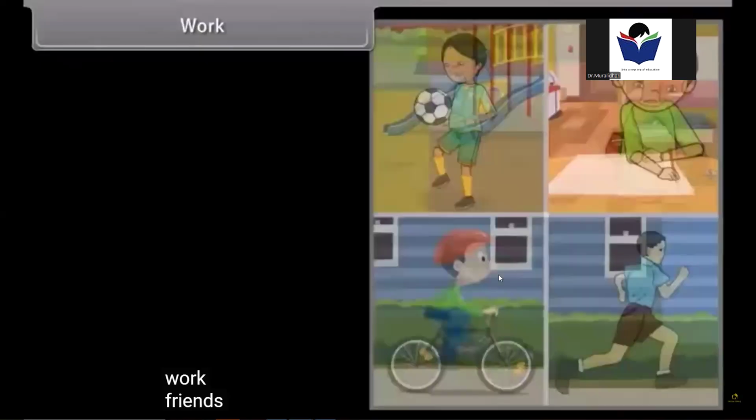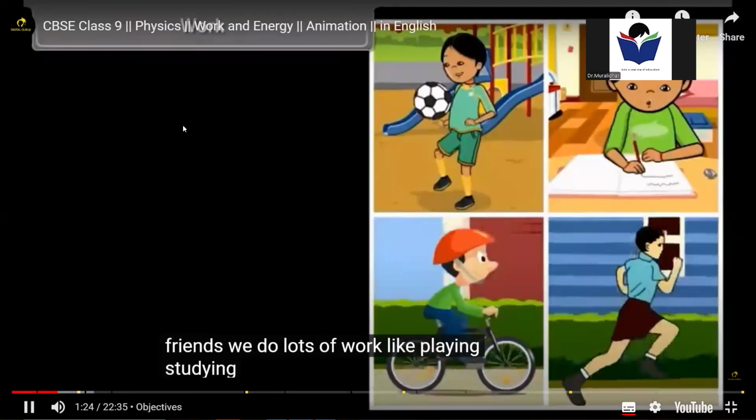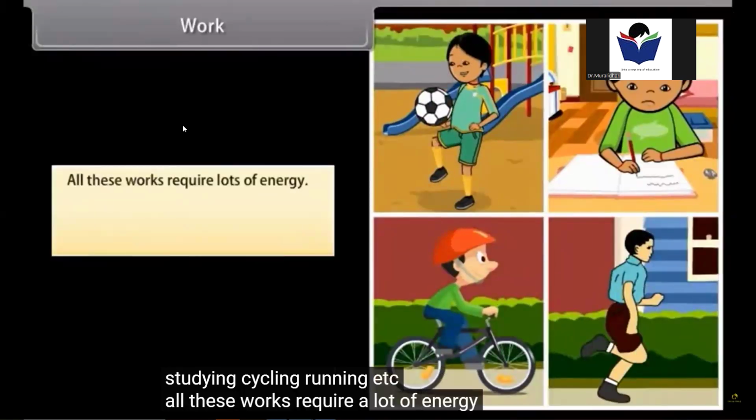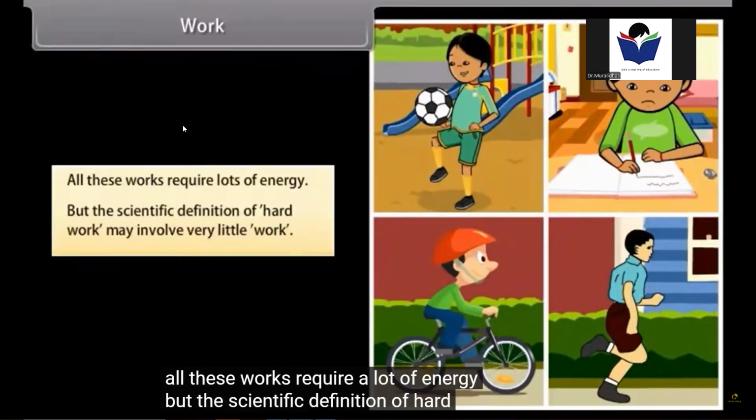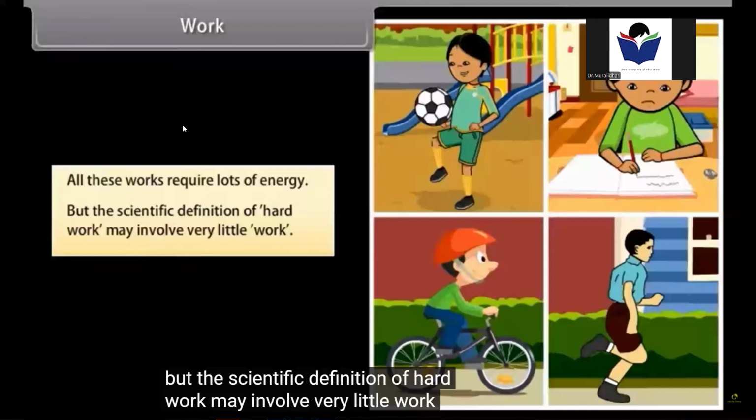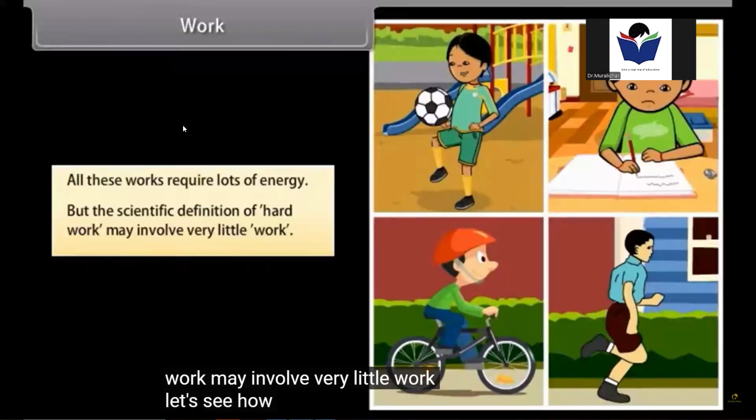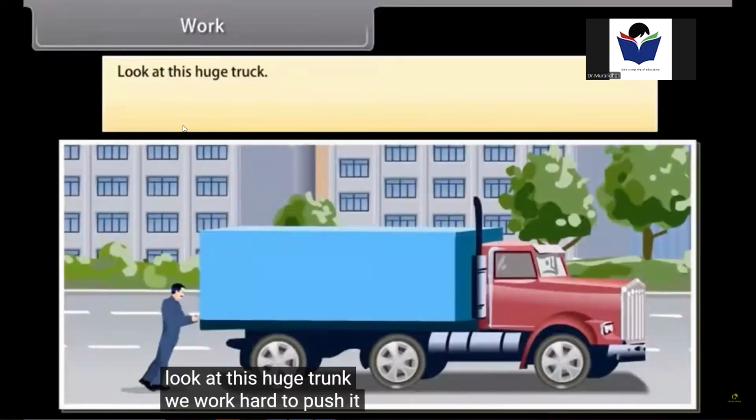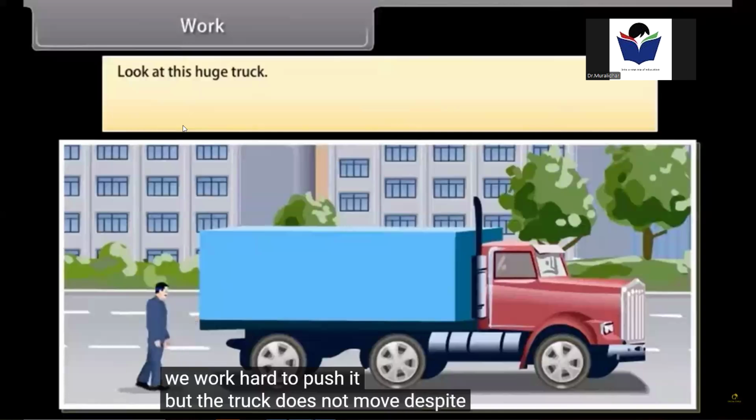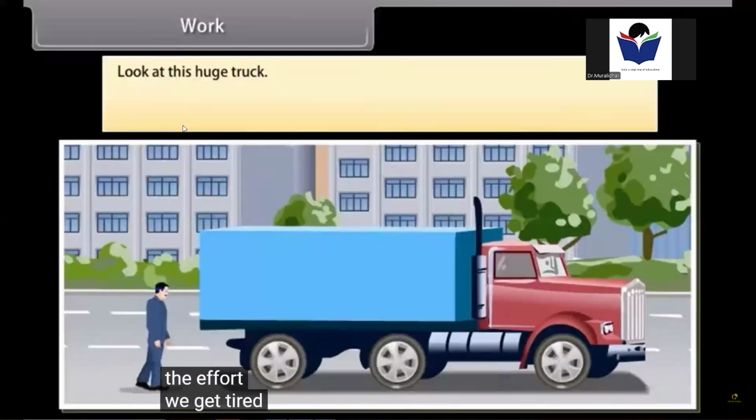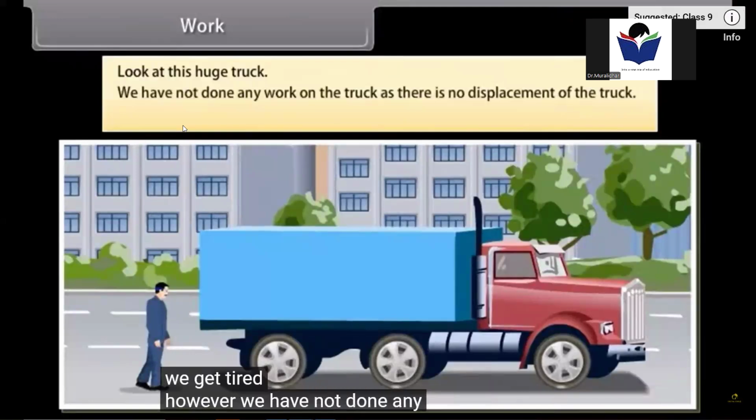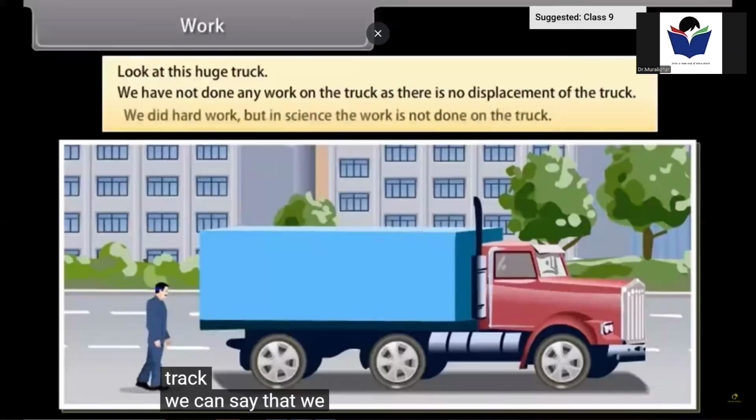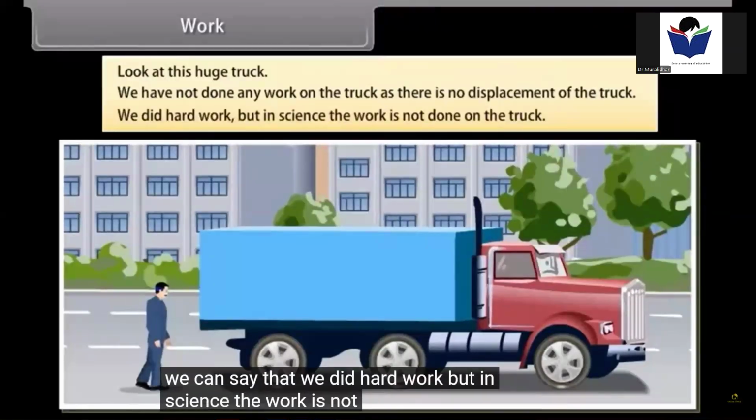Work. Friends, we do lots of work like playing, studying, cycling, running, etc. All these works require a lot of energy. But the scientific definition of work is different, and hard work may involve very little work. Let's see how. Look at this huge truck. We work hard to push it, but the truck does not move despite all the effort. We get tired. However, we have not done any work on the truck as there is no displacement of the truck. We can say that we did hard work, but in science, work is not done on the truck.